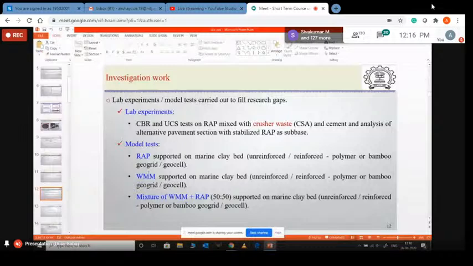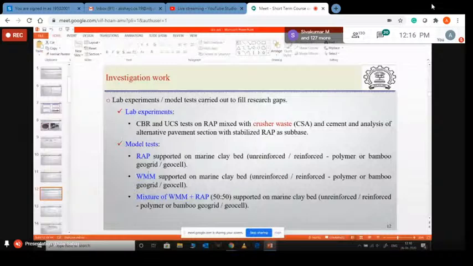Laboratory tests are something like this. As I said, for sub-base, the requirement of CBR value is 30% and UCS value is 1.5 MPa for bound sub-base. For base, it is 100% and 4.5 MPa. And we have seen the CBR value of RAP is even less than 30%, so it needs to be improved. So we have improved it by mixing it with crusher waste and stabilizing with cement.